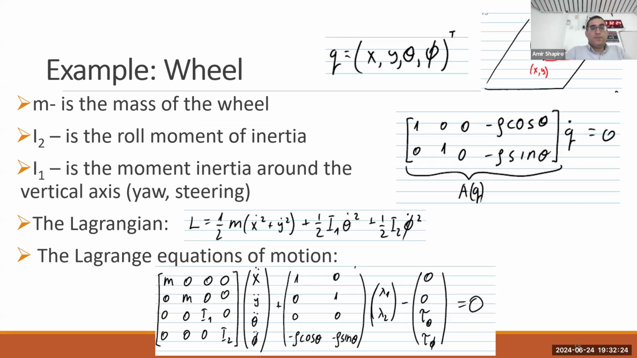So M is the mass of the wheel, I2 is the moment of inertia, I1 is the moment of inertia around the vertical axis, about rotation with theta. The Lagrangian is the center of mass velocity, x dot square plus y dot square. So its kinetic energy is half m x dot square plus y dot square. And the rotational kinetic energy is I1 theta dot square and I2 phi dot square.